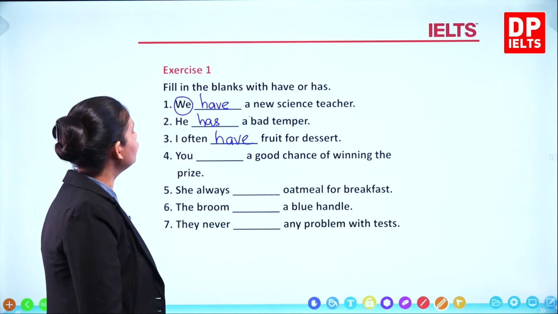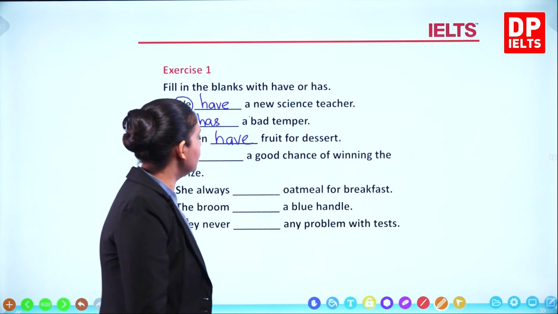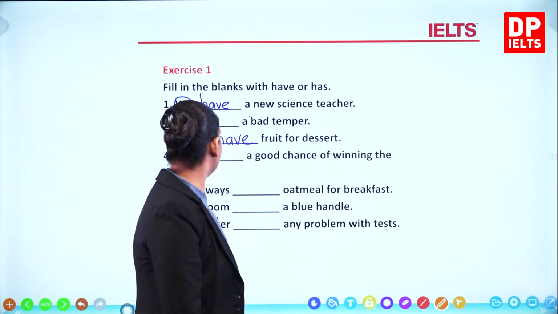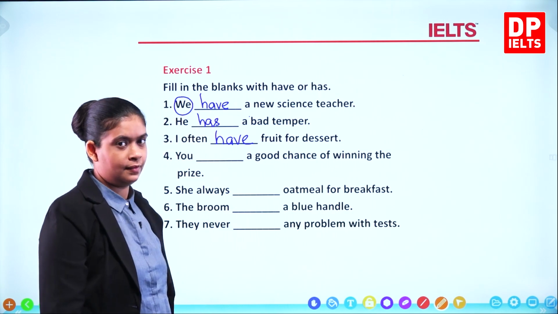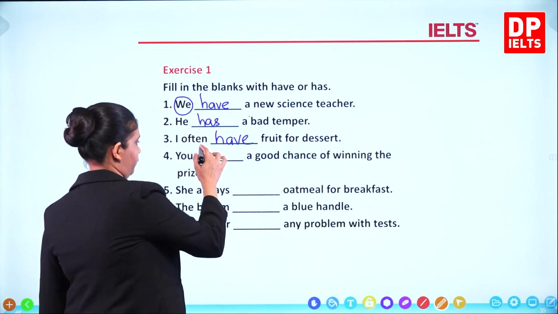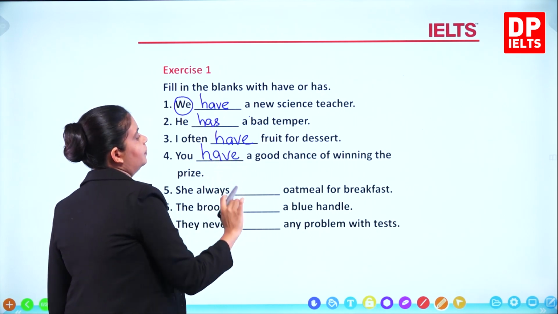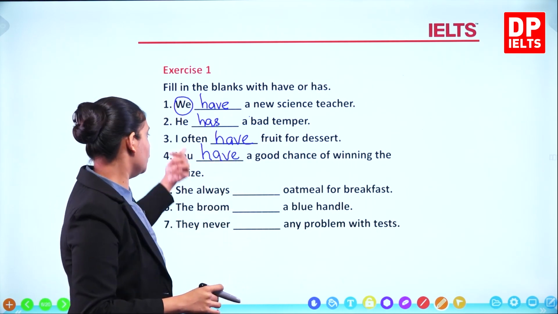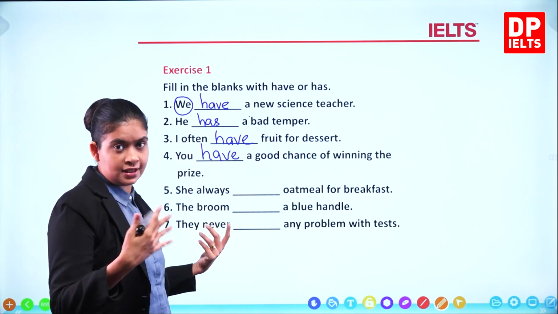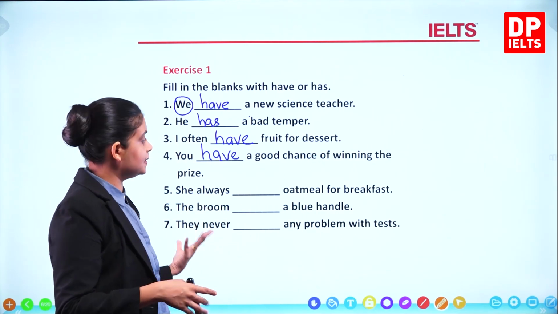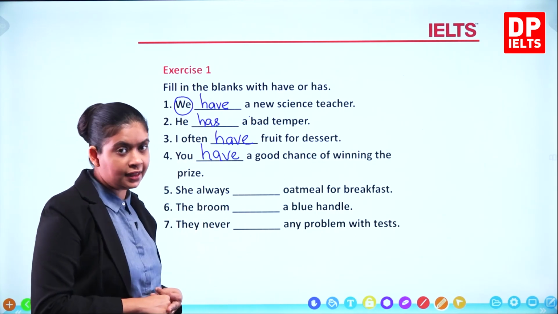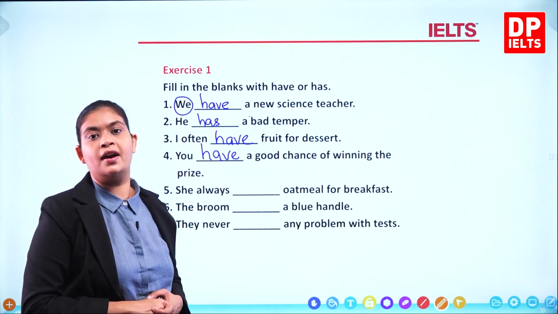Right? You blank a good chance of winning the prize. You have. ඔබට හොඳ අවස්ථාවක් තියෙනවා මේ ප්‍රයිස් එක දිනා ගන්න. ඔබ you කියන එක singular උනාට හැසිරෙන්නේ plural එකක් වගේ හින්දා අපි use කරනවා have කියලා.